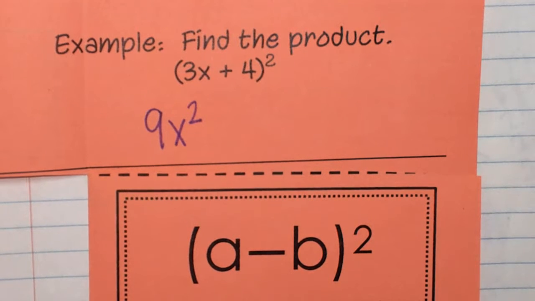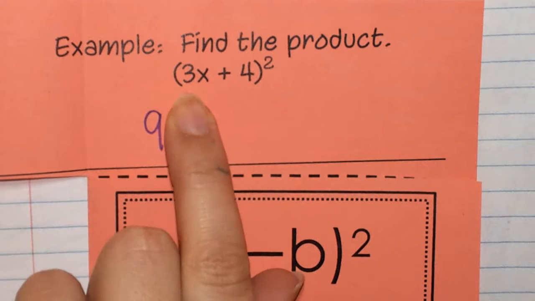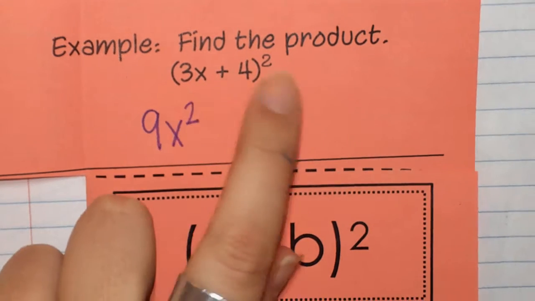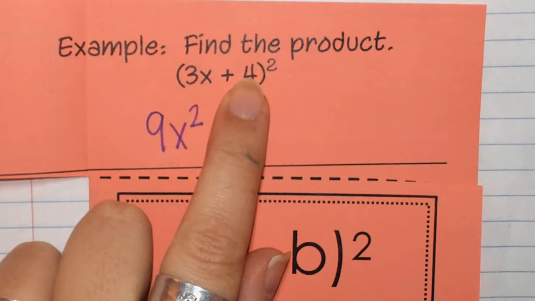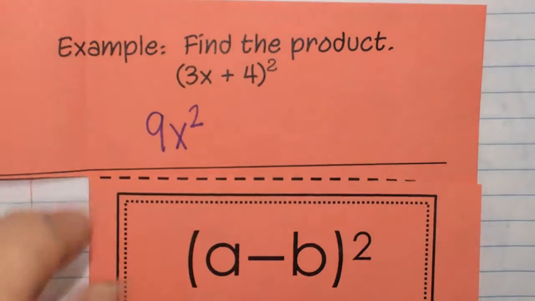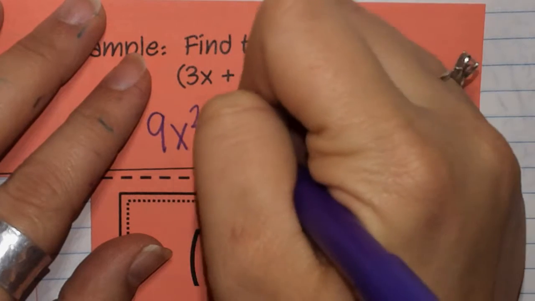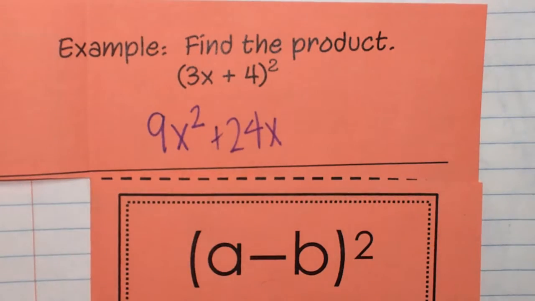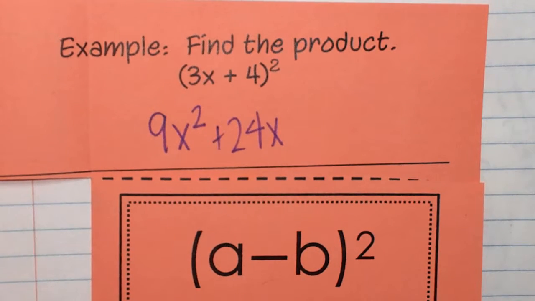Now, what did step 2 ask us to do? It tells you to multiply A times B, then times 2. Alright, so we multiply 3x times 4. What's 3x times 4? 12x. And what's 12x times 2? 24x. Look at us go. That's all you do so far.